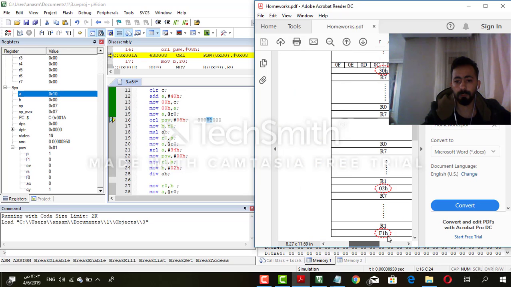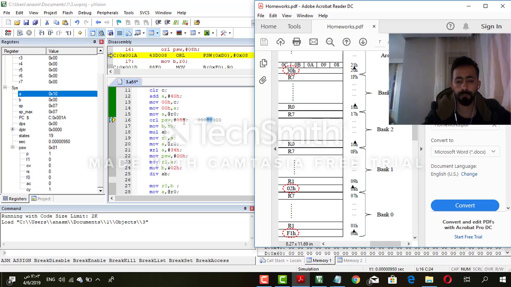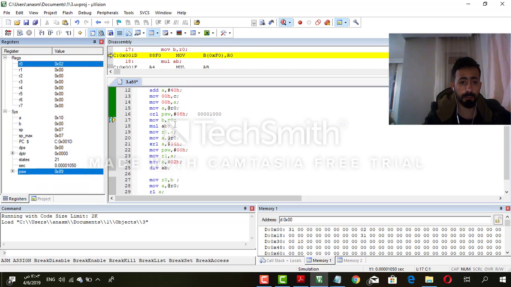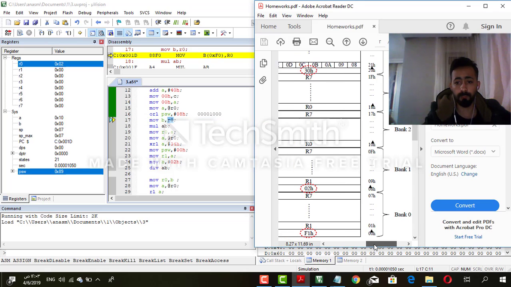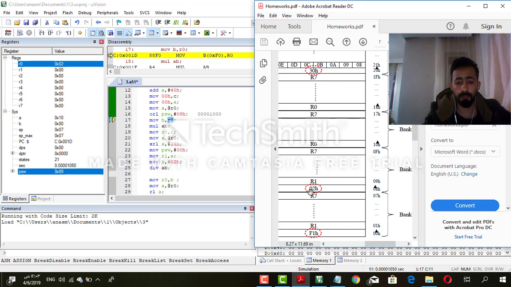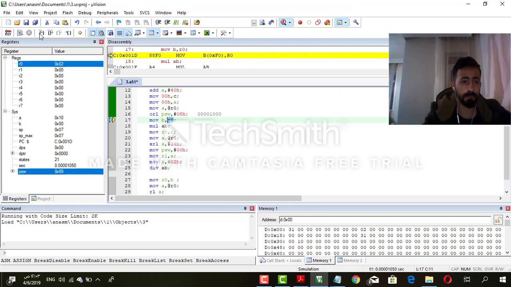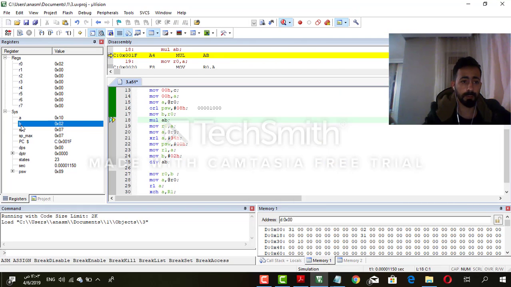So next step, we will move the value of R0 to B. The value of R0 here is 02 hex, moved to B. So B will be 02 hex. As we see, the B register is 02 hex. Next step, is there any question? No, there is no question here.